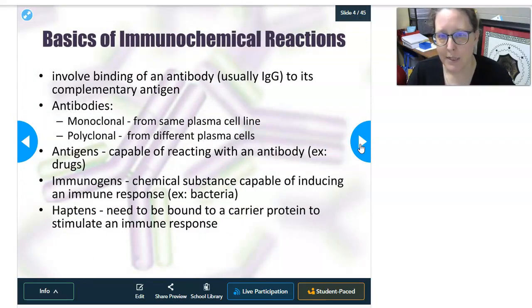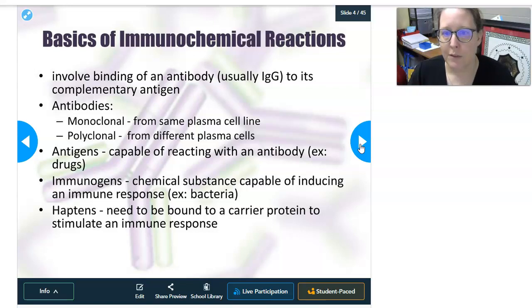So some of the basics of the immunochemical reactions: they do involve the binding of an antibody, which is usually IgG because it's more specific, to its complementary antigen, so that's the antigen that it was created against, okay? The antibodies can be monoclonal or polyclonal. Monoclonal meaning that it comes from the same plasma cell line, so they have one cell that they've cloned, and that cell was activated against just that specific analyte that they were looking for, the specific antigen, and all it ever cranks out is the IgG to that specific antigen.